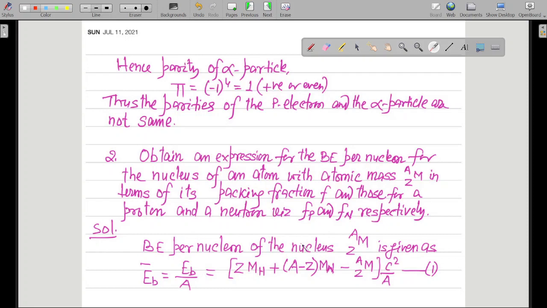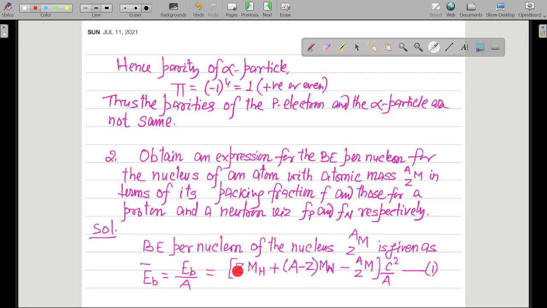Now binding energy per nucleon of the nucleus m(Z,A) is given as, you have already learned this formula in the previous lectures, EB bar equal to EB divided by A. A is the atomic mass number, and atomic mass number is the total number of nucleons. So binding energy per nucleon will be equal to binding energy divided by total number of nucleons.